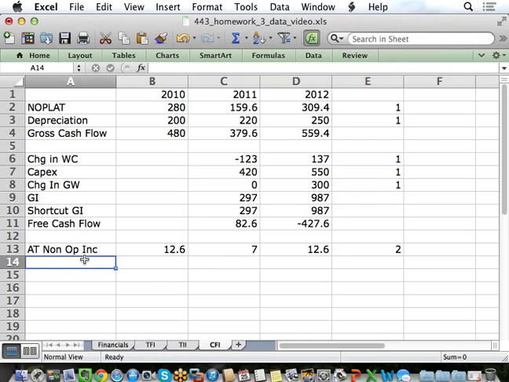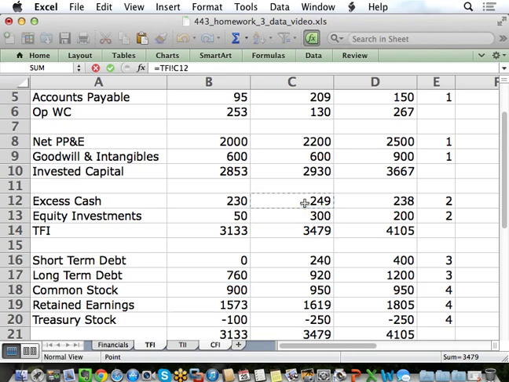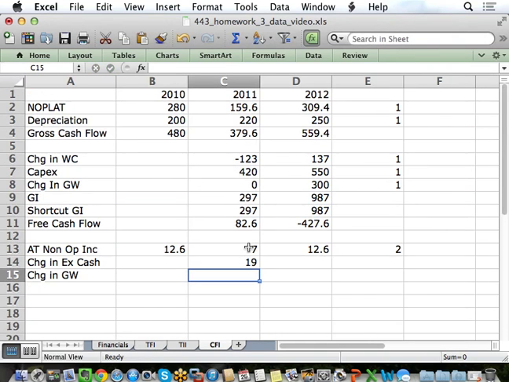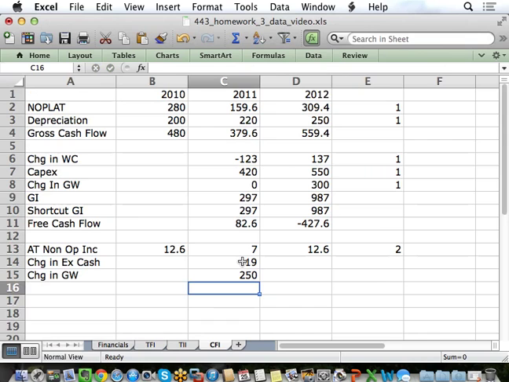And then I have to look at the change in the balance sheet, change in non-operating investments. So in this case, it'll be a change in excess cash, and a change in goodwill and intangibles. Those are my twos on the TFI. So again, excess cash went up from 230 to 249, a change of 19. Goodwill went from 50 to 300.